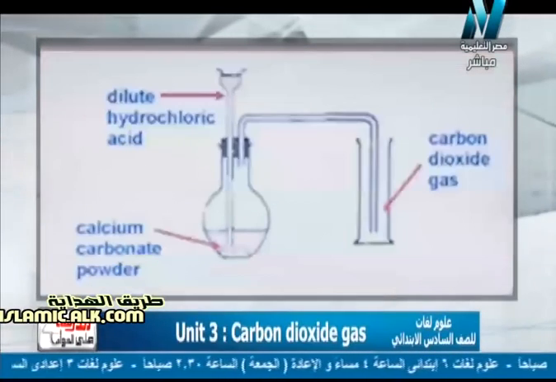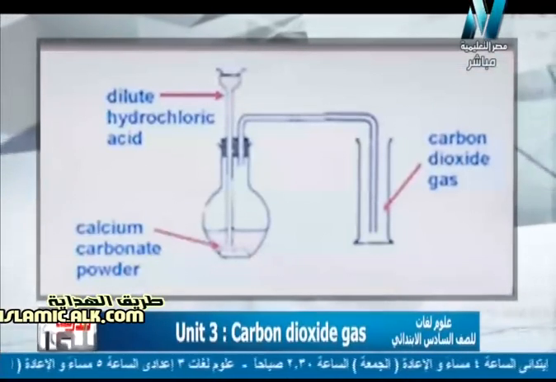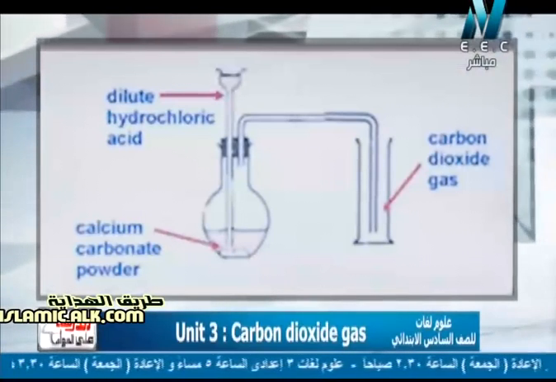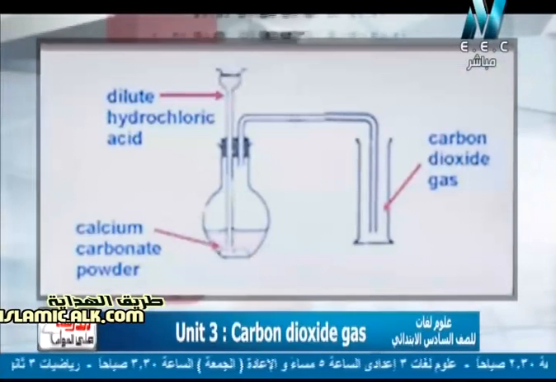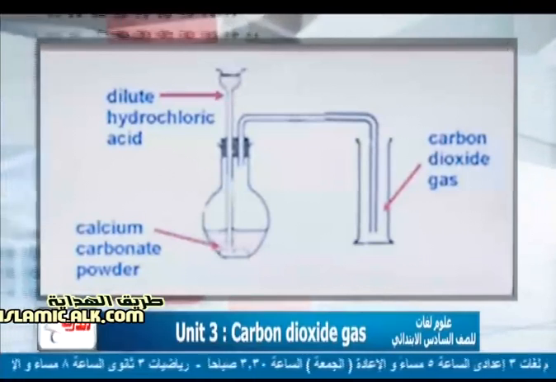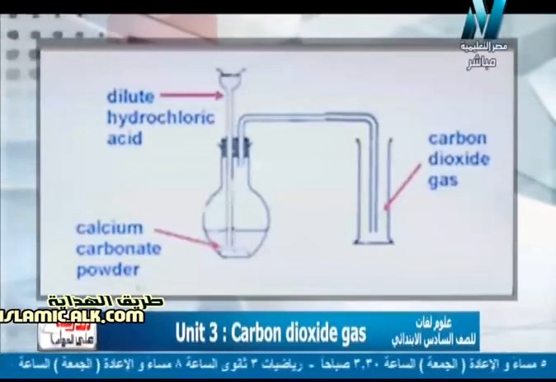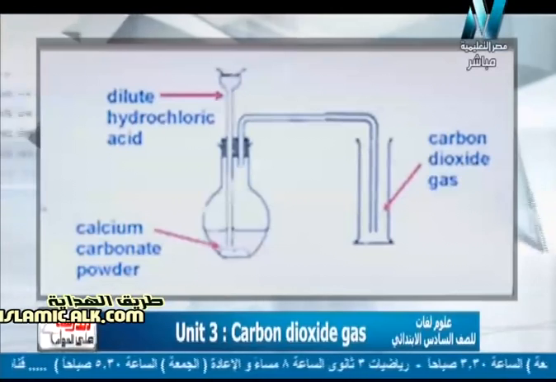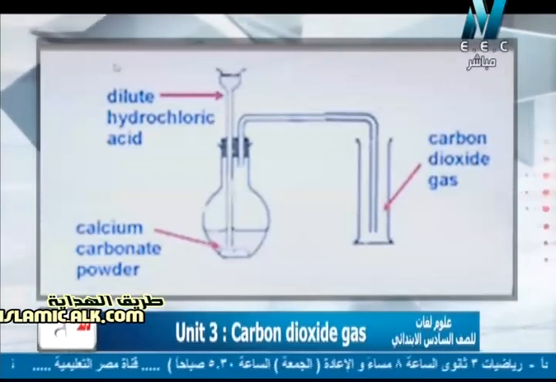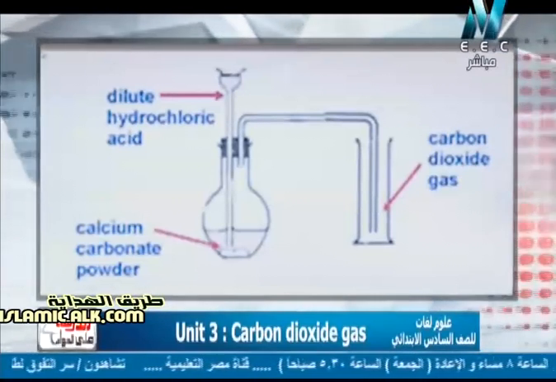This apparatus contains a flask. Here I have a flask, a conical flask. It contains calcium carbonate powder. Calcium carbonate is a chemical substance. Will it be available to me? Surely.